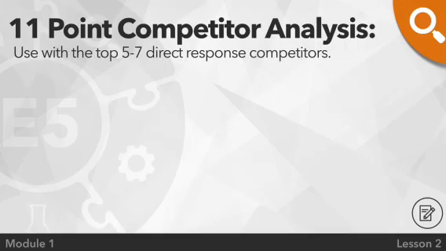Now, you might not have 5 to 7 competitors depending on your market. You might only have 2, or you might have 3, or you might have none. If you have none, then you don't need to do this analysis and you can skip this. But at the most, we only want to analyze the top 5 to 7. That's 5 to 7 in terms of popularity in your marketplace.